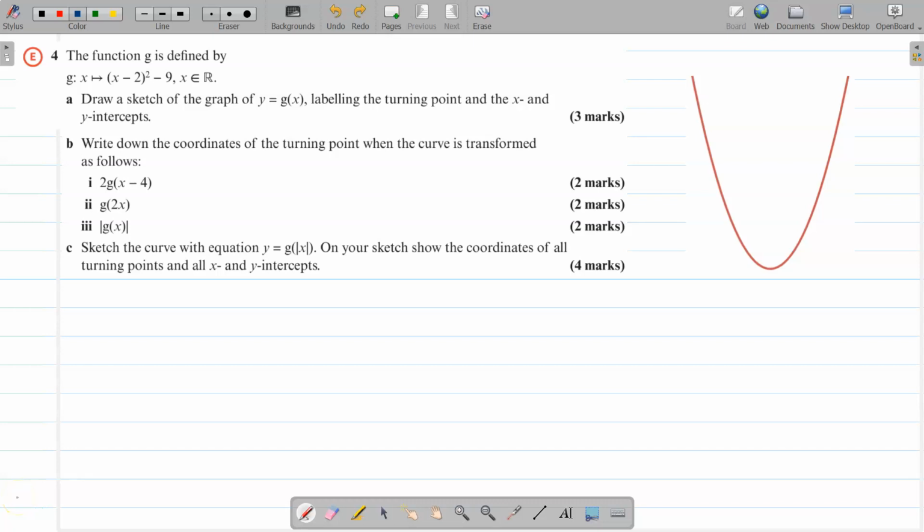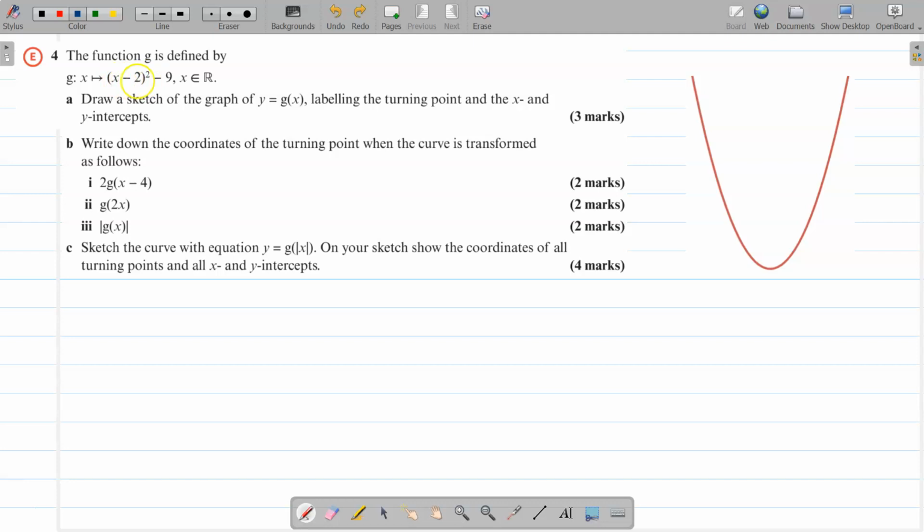Year 2 A-level book, exercise 2F, question 4, about functions and transformation of functions and the modulus function as well. Okay, so we have to draw a sketch of this function g of x, which is defined as shown there. As a basis, we're dealing with the parabola y equals x squared, but we've got to transform it.